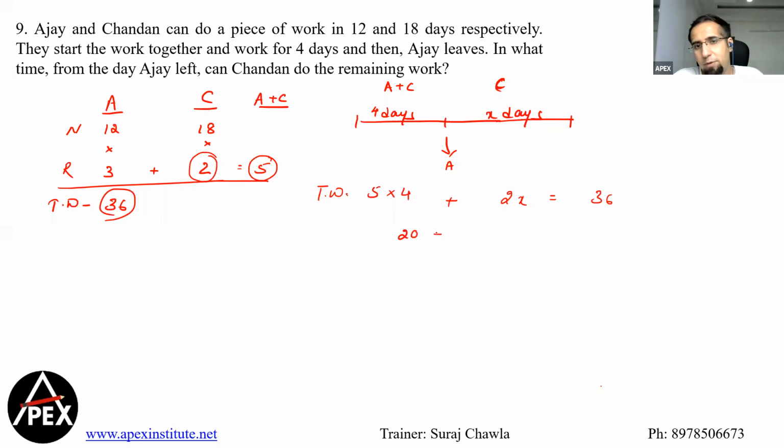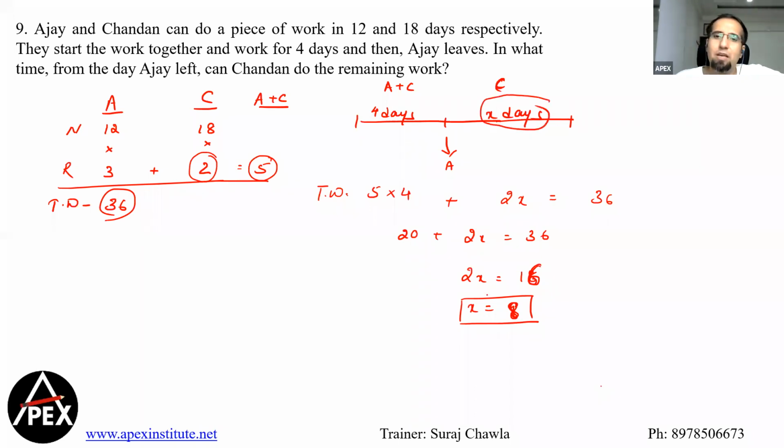So we have 20 plus 2x is equal to 36, or we have 2x is equal to 18, or we have x is equal to 9. Sorry, 2x is equal to 16, or we have x is equal to 8. Clear? So therefore, in how many days after Ajay left did Chandan complete the remaining work? That means our job is to calculate the value of x, and therefore our answer is going to be 8 days. Is this point clear with all of us, guys?